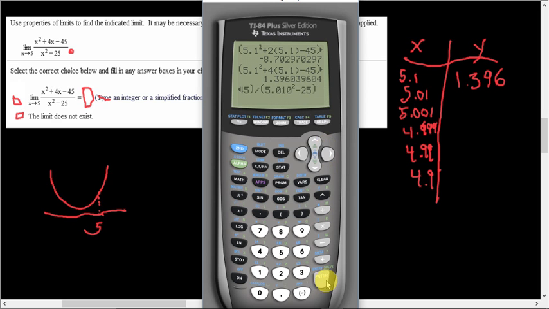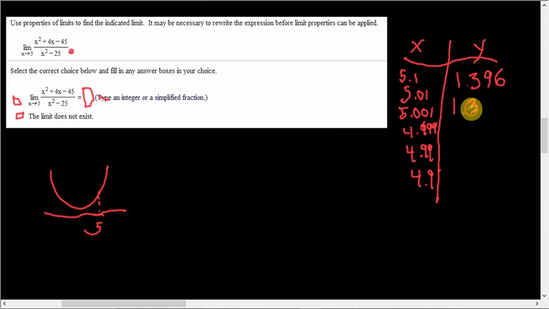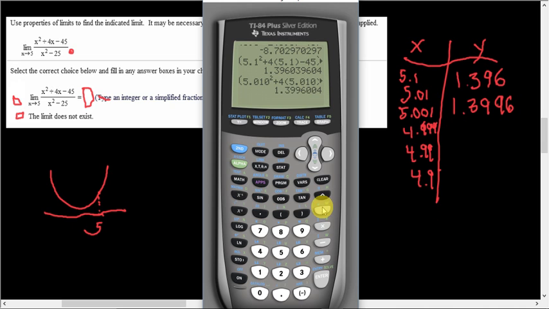We're going to see what it gives us. Should give this number a little bit bigger. Let's see, yeah, 1.3, I think it was 9. I'll just do this. I don't want to round up yet. 1.3996. Okay, and we'll do the same thing, but this time 5.001.